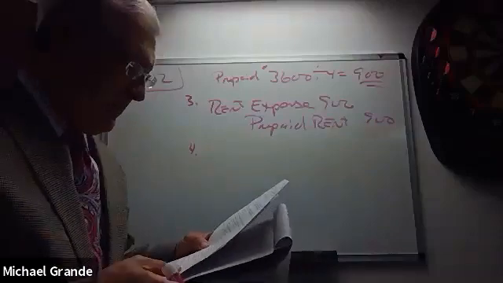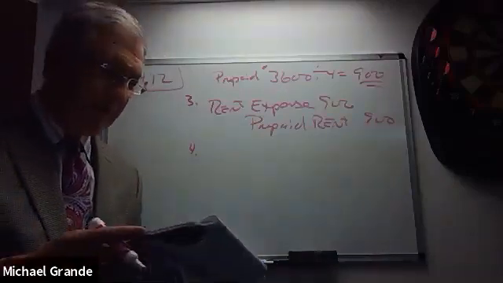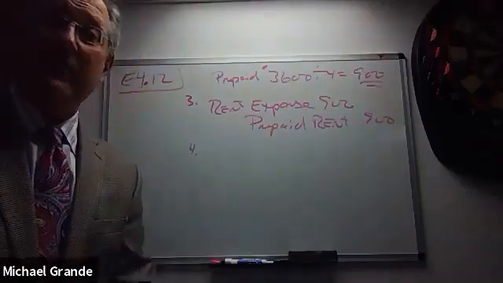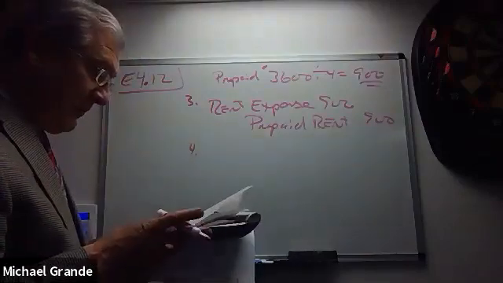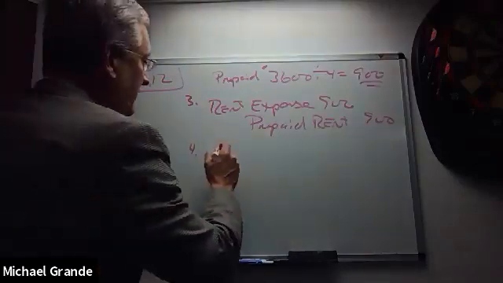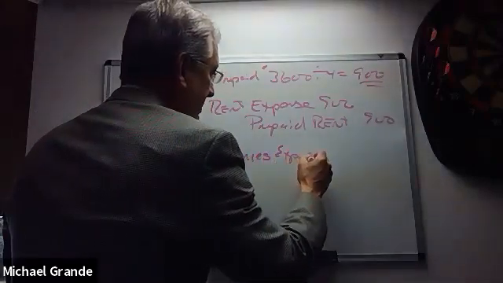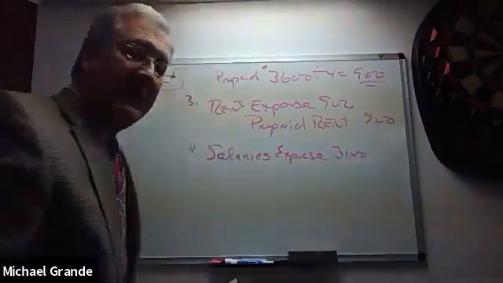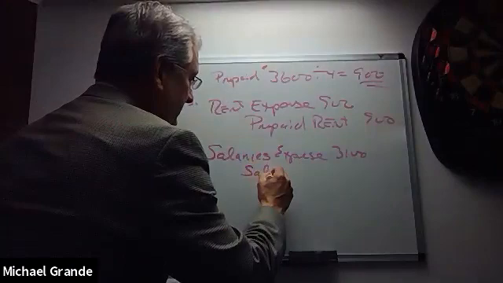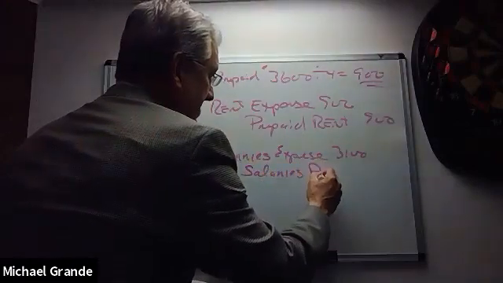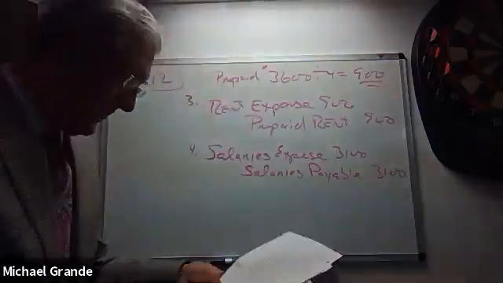Item 4, employees were owed $3,100 related to unpaid salaries and wages. So we need to recognize the expense as well as the payable. Again, that was for $3,100. So we're going to have salaries expense, $3,100 expense, it's a debit, and a credit to the payable, salaries payable, for $3,100.